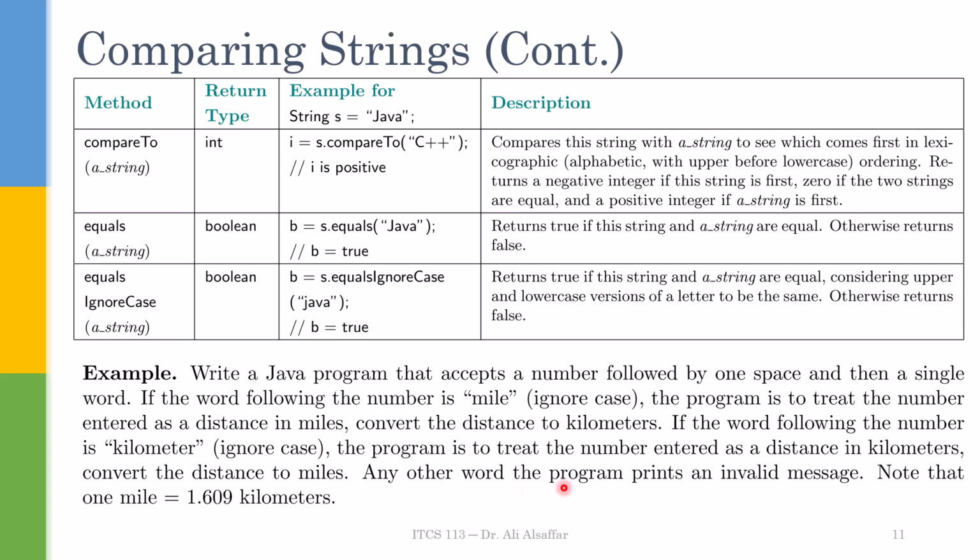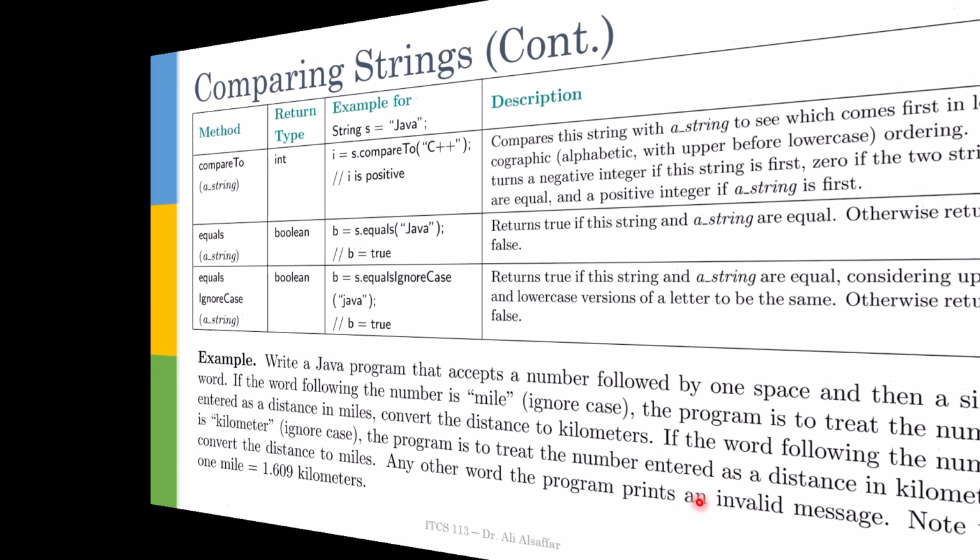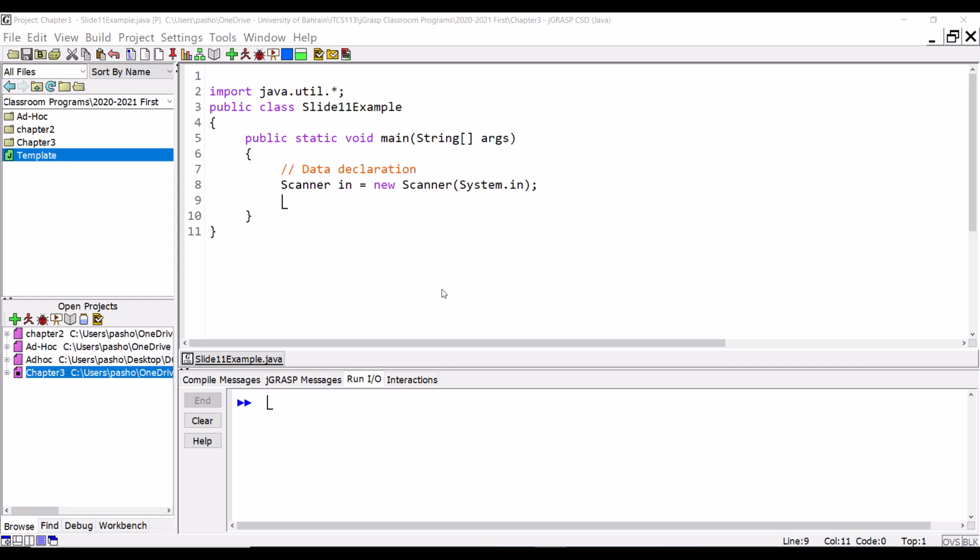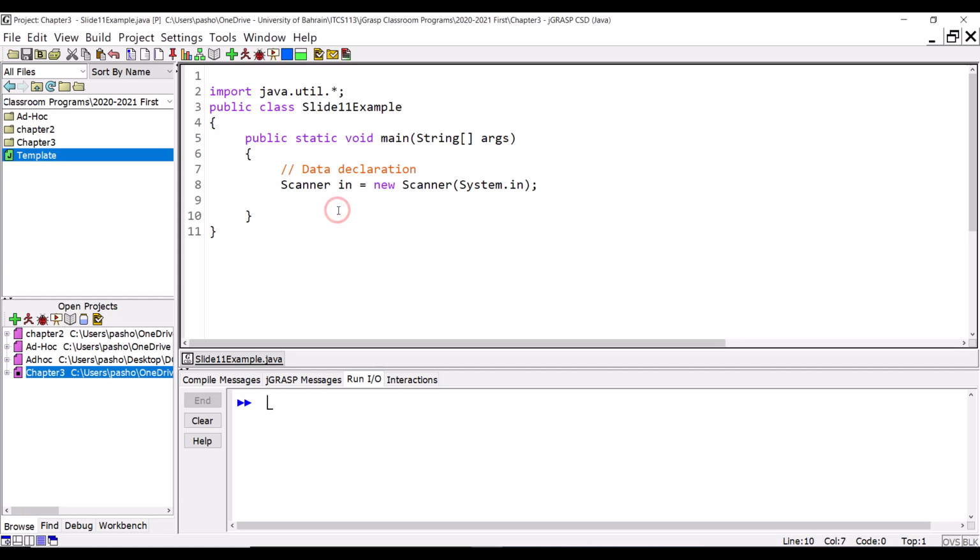It says here also any other word entered by the user other than mile and kilometer, we have to print an invalid message. Let's go to JGrasp and implement the program. Here we are in JGrasp. Since the input is a number followed by a single word, we have a double, and we will call it number, and we need also another variable which is a string, let's call it unit.